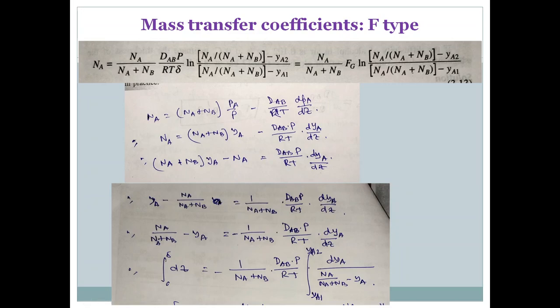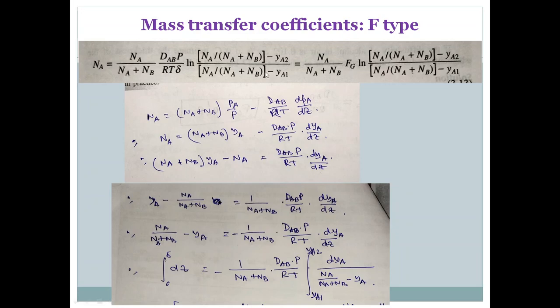But if I consider this as a generic equation, and we start with this equation without any particular case and solve it directly, it will be applicable for both equimolar counter diffusion and diffusion of A through non-diffusing B. Finally this equation will come: Na equal to (Na plus Nb) dAB P by RT delta, ln of (Na divided by Na plus Nb minus y2) divided by (Na divided by Na plus Nb minus y1). This is called the F type of mass transfer coefficient, and it is more generic.